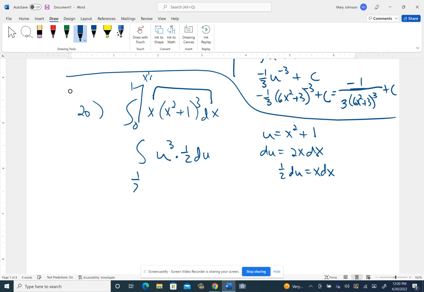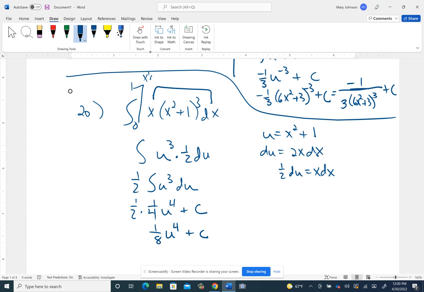So this would be 1/2 the integral of u to the third du. So we can do that. That would be u to the fourth divided by 4, or multiplied by 1/4. We already had a 1/2. We need the plus c. So we wind up having the 1/8, the u to the fourth plus c.